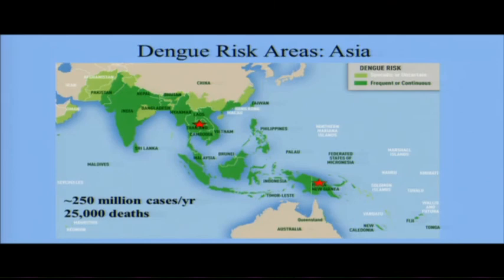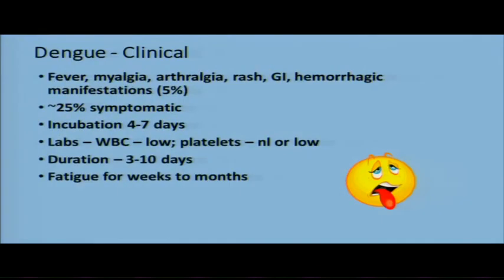If we look into Asia and Southeast Asia, where this disease is still rampant, there are outbreaks currently in Thailand and New Guinea, and usually we see about 250 million cases a year of dengue. Clinical picture: fever, myalgia, arthralgia, rash. All of these 3 diseases can present pretty much the same. This tends to be more severe disease. Only about 25% of people, though, with dengue will be symptomatic.